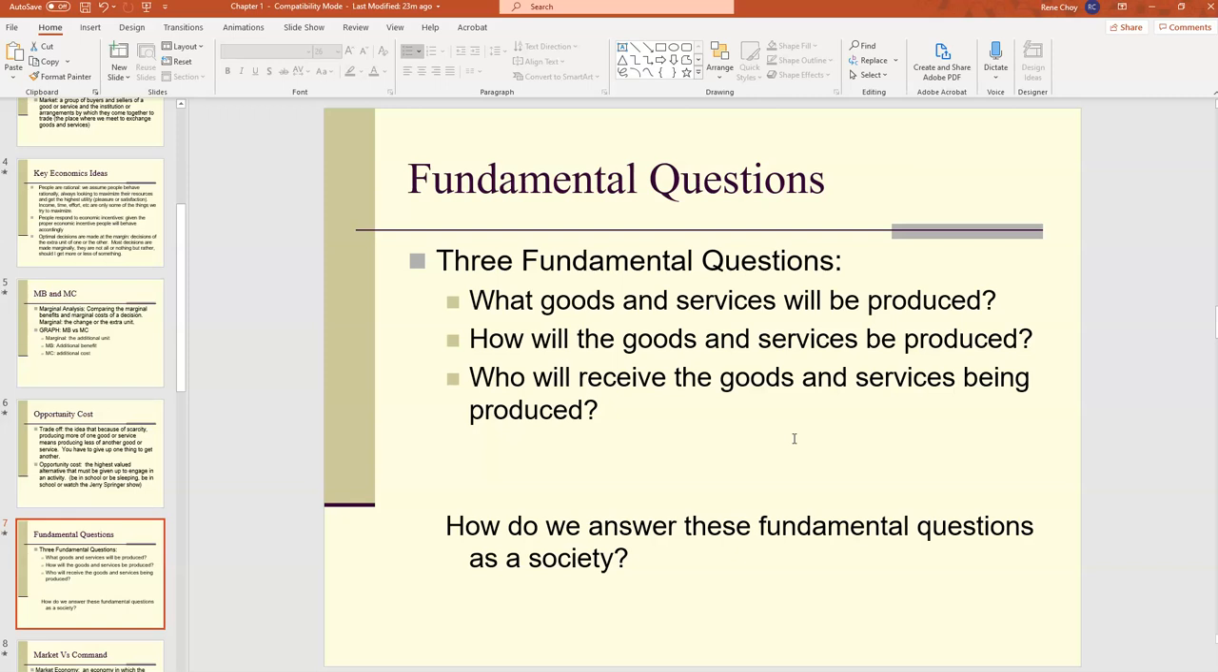Now, some books, by the way, have like 5 different basic questions. Some books have 3 basic questions like this one. It doesn't quite matter. The point here is that there is a set of basic questions that every society has to figure out how to answer. So, how we answer these fundamental questions creates a different society.